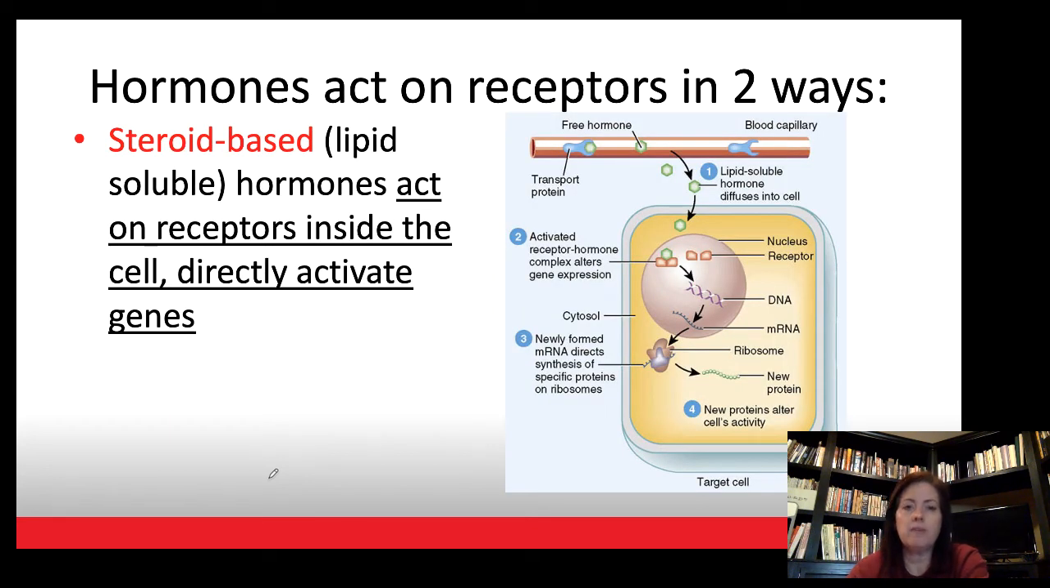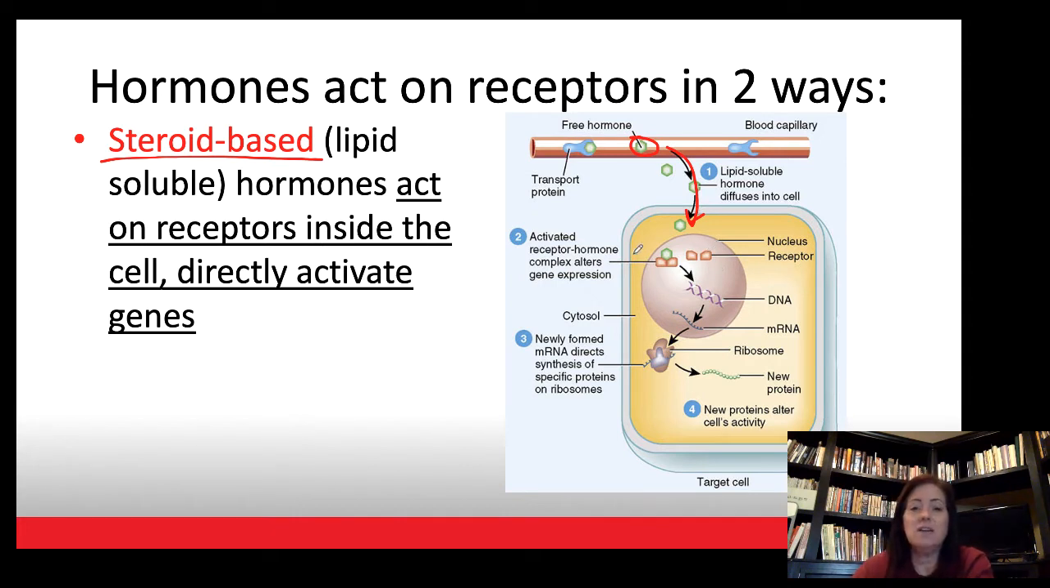Now, on the flip side of things, some hormones are lipid soluble. So here's our steroid-based hormones, and we know that because they're steroid-based, they are able to diffuse right through that cell's plasma membrane. So here's our hormone floating in the bloodstream. It's now going to travel in, and it's able to come right on into that target cell.